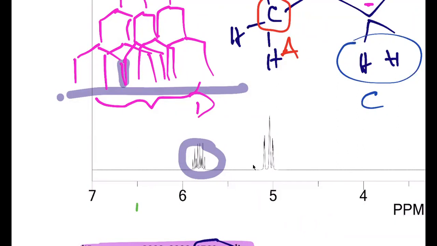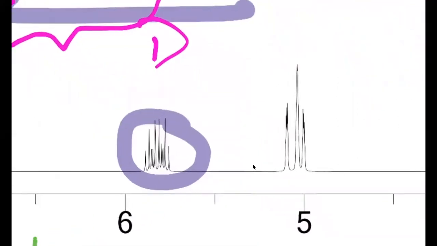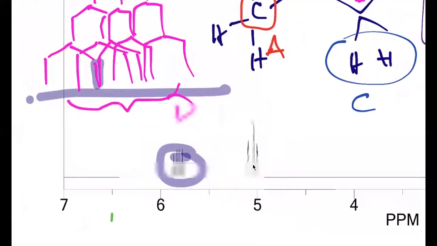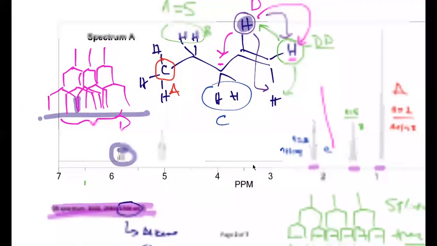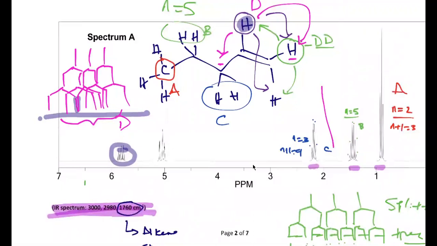And that's why some of the lines in that doublet of doublets right here are taller than the other ones. You see how the two middle lines are a little bit taller than the outside lines. And the other part of this is that the spectrum was done using a simulator, so it's not going to give you a perfect approximation when you have complex splitting like that. Does that make sense?